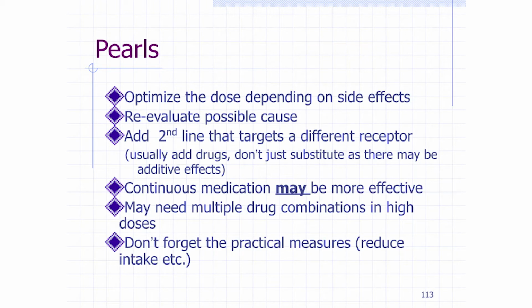So just to summarize a few things: optimize the dose depending on the side effects, reevaluate the causes, add drugs that target a different receptor. Sometimes continuous medication is more effective, and occasionally we'll run metoclopramide as a continuous infusion. And don't forget the practical measures like reducing intake. Sometimes when we're struggling to control nausea, we find out, one of the nurses will say, well, you know, his wife is just cramming food into him every time she's in the room. Okay, so that's the end of the nausea talk.